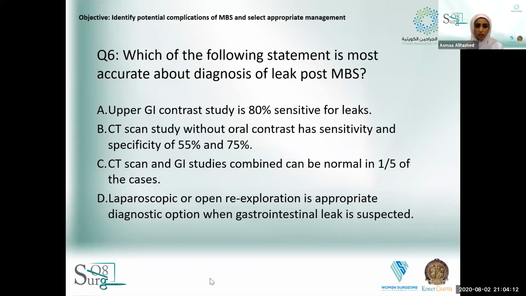All right. Okay, so we have the answers. 38% say that the upper GI contrast study is 80% sensitive. So that is not the correct answer, which is great because that's the whole point of the session. So I'm gonna put the questions down.